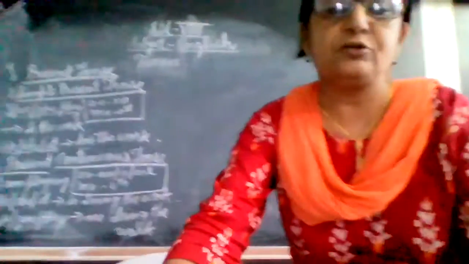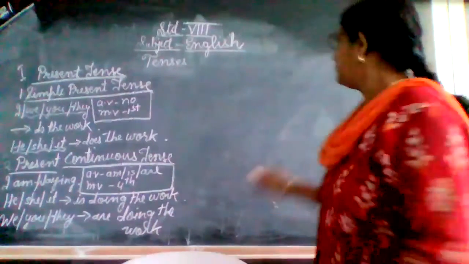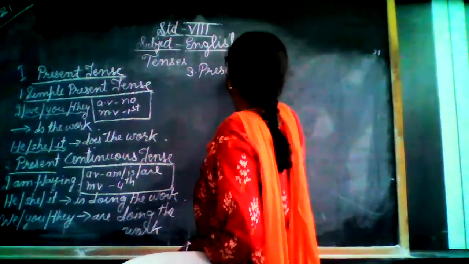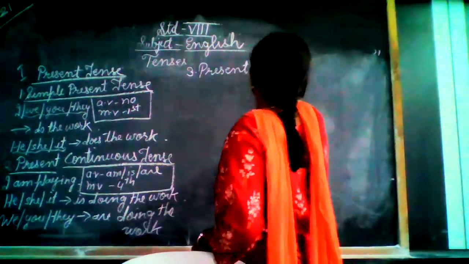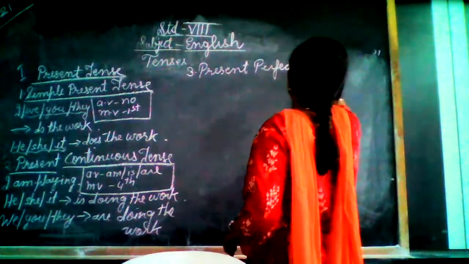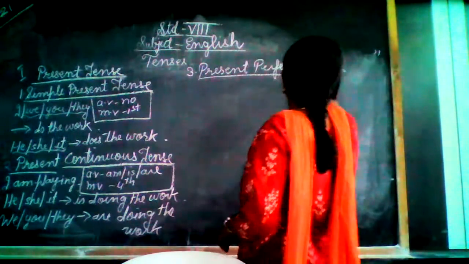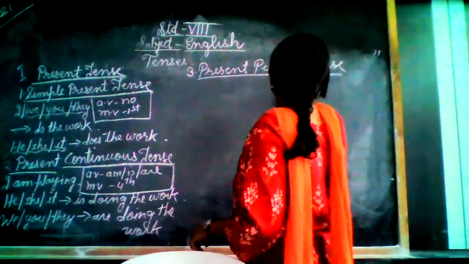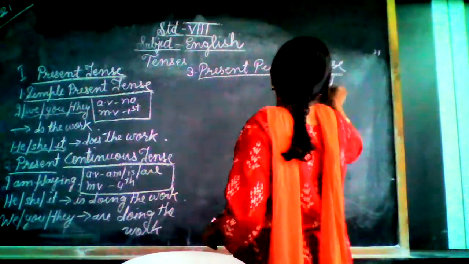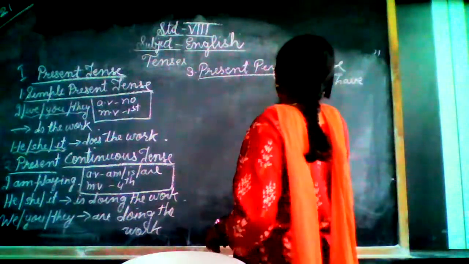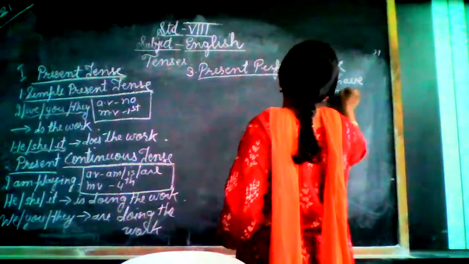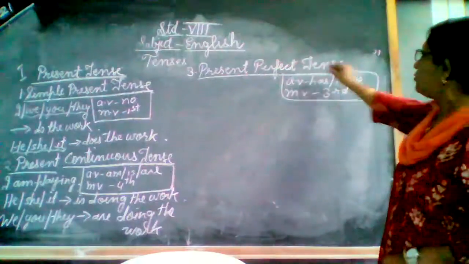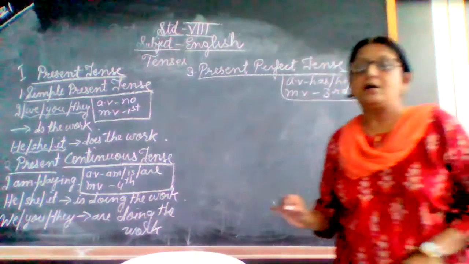Then the next one we are going to do is the third one, that is present perfect tense. In present perfect tense, we have two auxiliary verbs, that is has and have, depending upon the subject, and the main verb in the perfect tense is in the third form. When we talk only about the perfect tense, the main verb will be in the third form.